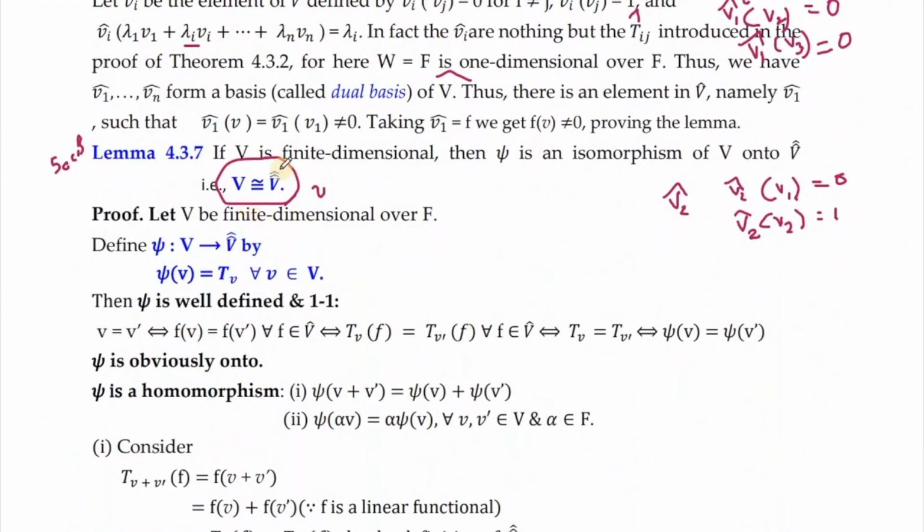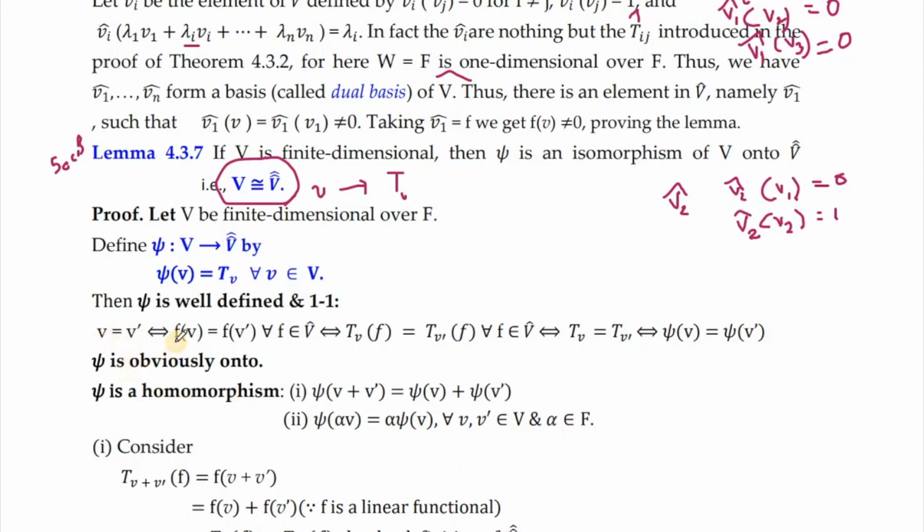So what it says is you can always regard your small v in capital V as capital T suffix v. That is what this lemma says. So you define a mapping like this: psi of v is equal to T suffix v for every v in V. Then we are going to prove that psi is well defined, 1-to-1, onto, and a homomorphism, of course a vector space homomorphism. So you assume v to be equal to v prime.